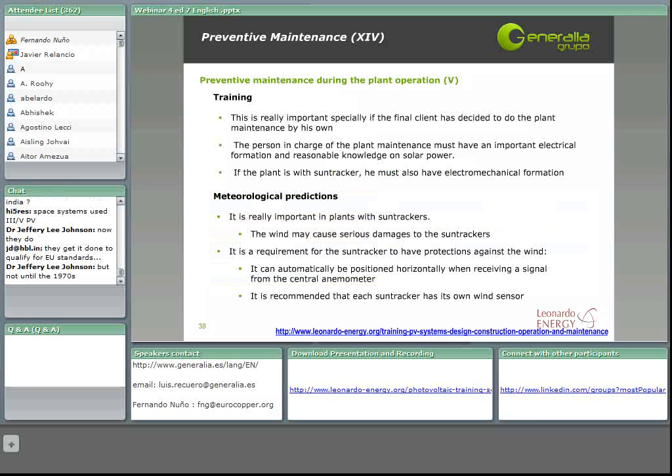Talking about the training of our staff, the main point will be employing a plant responsible with an important electrical formation and reasonable knowledge on solar power. If the plant is using sun trackers, then he must also have electromechanical formation. The training of personnel is very important if we have decided not to outsource the inverter's maintenance, and it is really important if we have decided to use sun trackers in our solar plant.